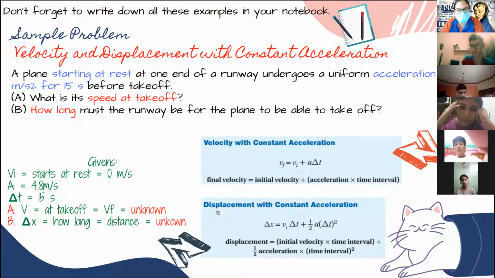I think we're missing, I think, one or two more equations and they're falling objects. So we're in the middle of it. So take a look at this exercise. It says a plane starting at rest at one end of a runway undergoes a uniform acceleration of 4.8 meters per second squared for 15 seconds before takeoff. In part A, you have to find the speed at the takeoff moment and then how long must the runway be for the plane to be able to take off.